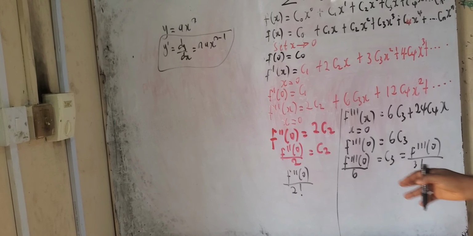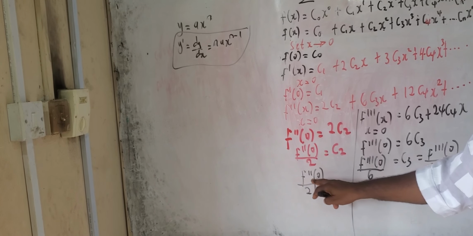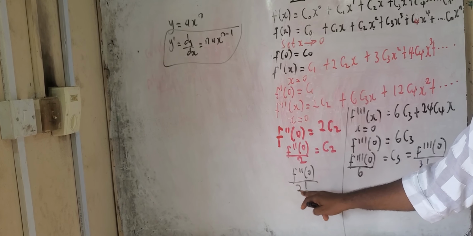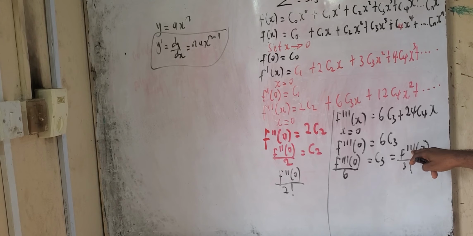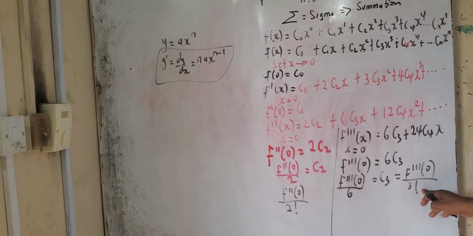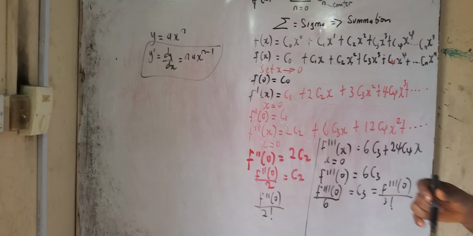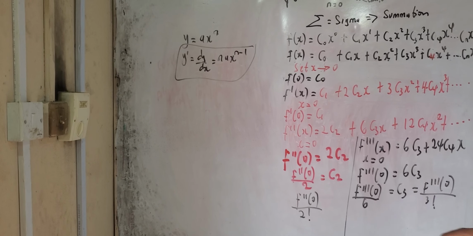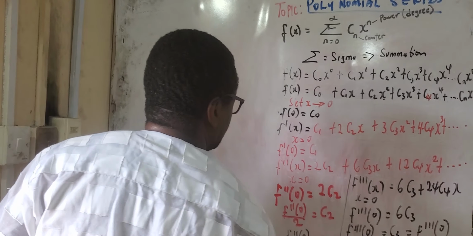Now if you look at this pattern very well, we discover that any time you differentiate twice, what we'll have here will be 2. When you differentiate thrice, what we have here will be 3. So I can have a general formula for my Maclaurin expansion. So now let me write my final solution here.